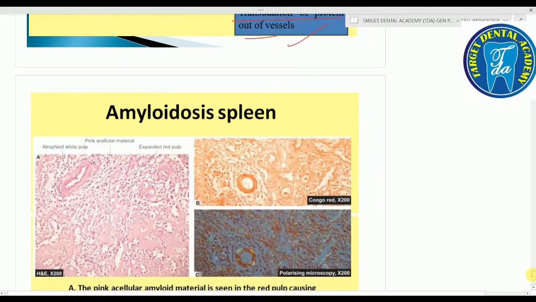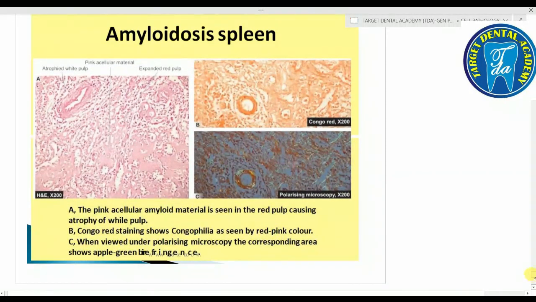Next is amyloidosis of the spleen. This is the pink acellular amyloid material seen in the red pulp, causing atrophy of the white pulp. This is the Congo red stain, which shows Congophilia as seen by the red pink color. When viewed under polarizing microscopy, the corresponding area shows apple green birefringence. Important.